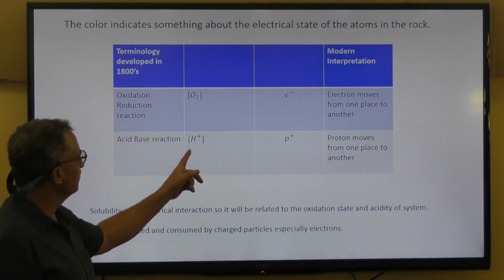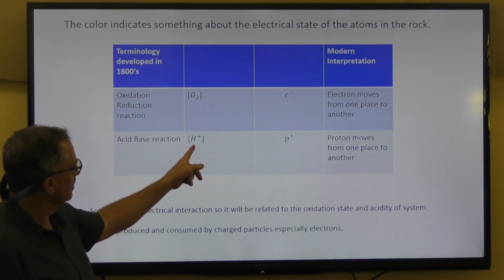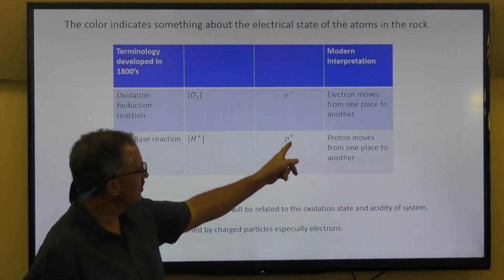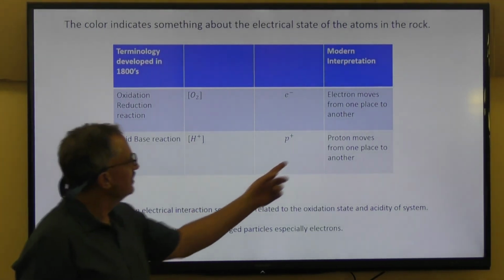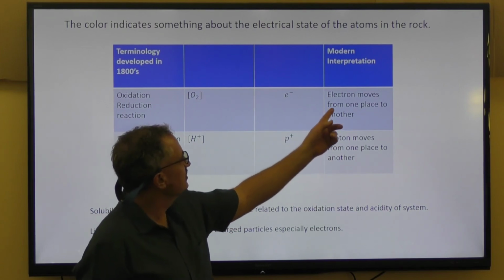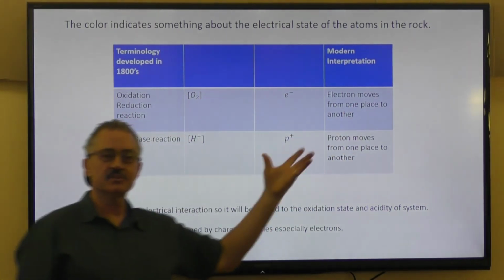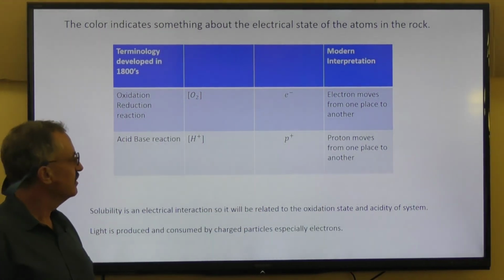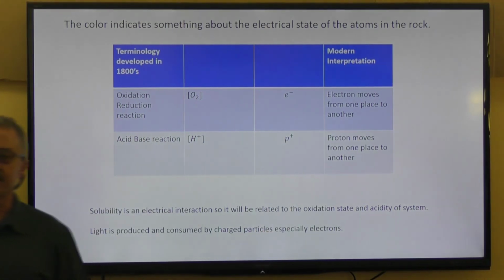I'm not sure when the words acid and base were invented, but if you looked on Wikipedia to see what an acid is, they would write something like this. But that's exactly the same as a proton. Right? And protons and electrons are something most of you heard about in elementary school. So oxidation reduction means this electron moves from one place to another, from one atom to another. That's all it means. Acid-base reaction, you have a proton.